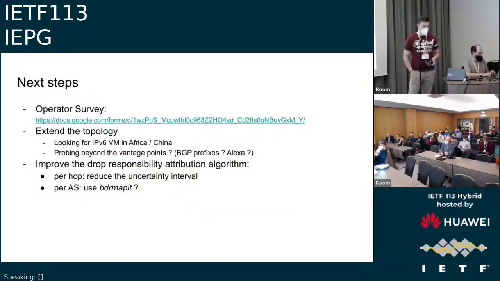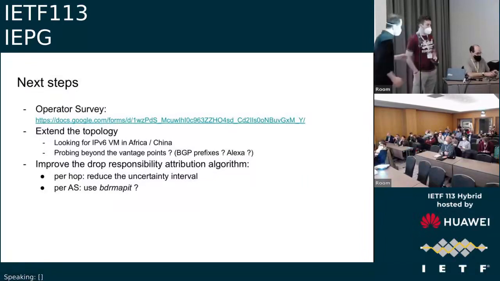About the next steps, we have set up an operator survey. So if you are an operator and watching this, please have a look, click on this and fill in the form. That will greatly help us, and we could correlate what we observed with your data, and we keep privacy, all right? We also plan to extend the topology. As I said earlier, we are trying to find some VMs somewhere in China or Africa. And we also plan to probe destinations we don't necessarily own, for instance, based on BGP prefixes or Alexa top domains.